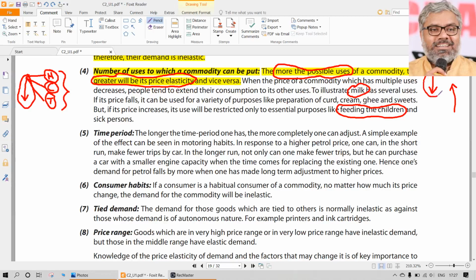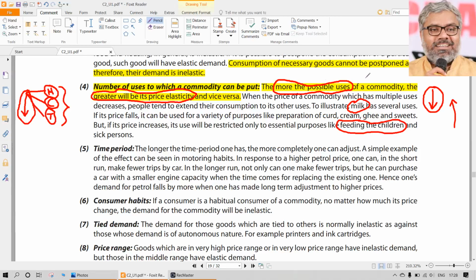If milk is available at a reasonable, lower price, then since it has multiple uses, people will use it to the fullest extent. They use it for normal drinking of milk, for chai and coffee, for curd, cream, buttermilk, lassi, ghee, paneer, kova, doodh peda, everything that comes from this. So ultimately they use it for all the purposes it can be used for. That means demand for milk will be more when the price is relatively lower.